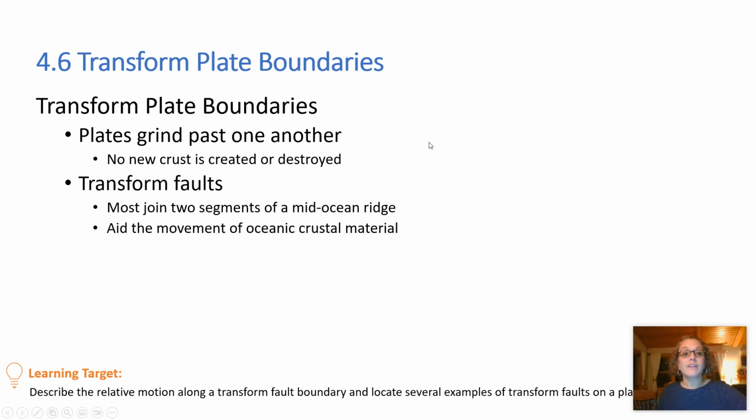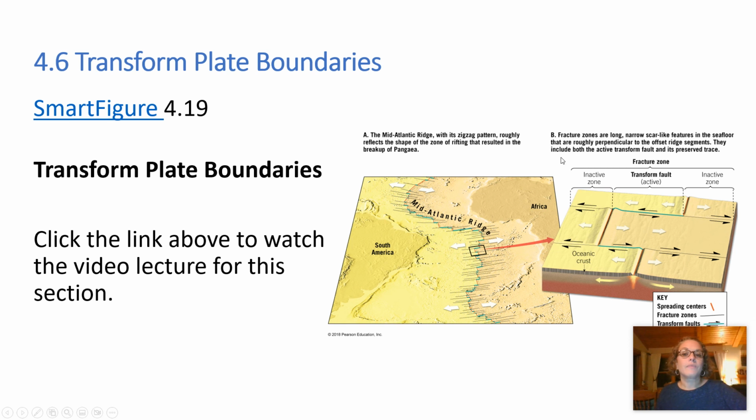And finally, 4.6 covers transform plate boundaries. This is neither constructive or destructive. So these plates are just rubbing up against each other, creating earthquakes, but no new crust is formed or destroyed. And there's another video visualizing some important transform plate boundaries that exist along the Mid-Atlantic Ridge. The Mid-Atlantic Ridge is a divergent plate boundary, but all along this divergence here, we also have transform faults that bisect that.